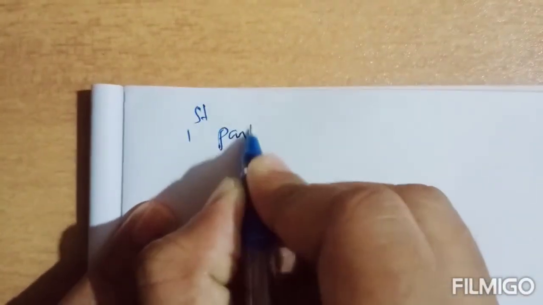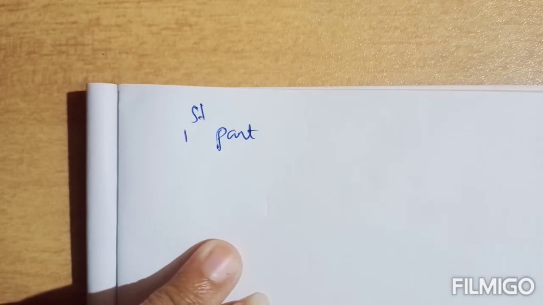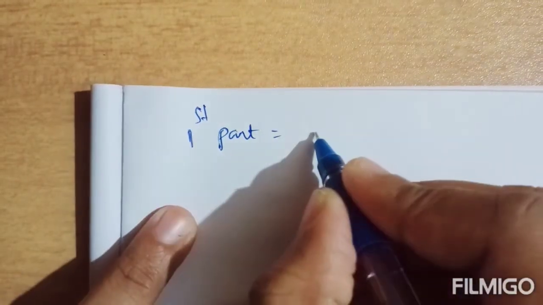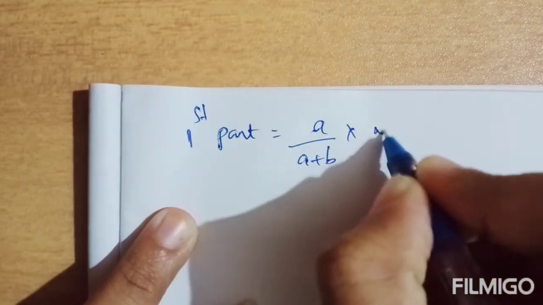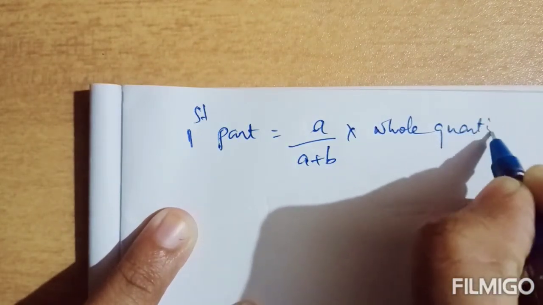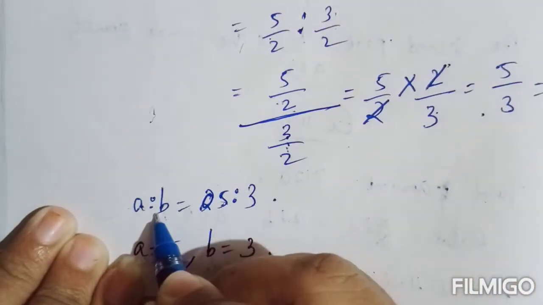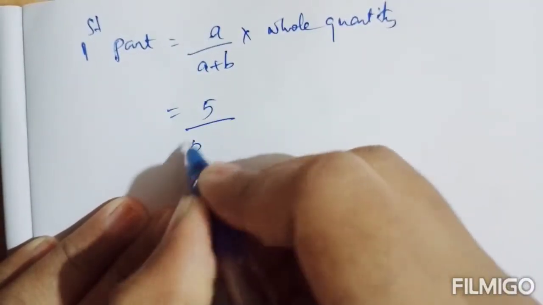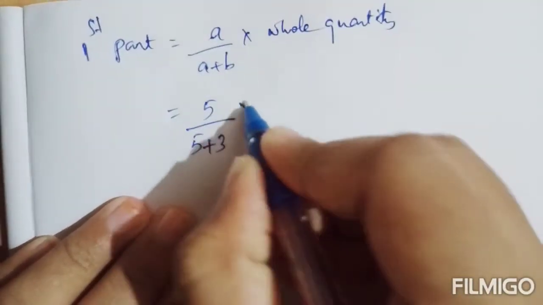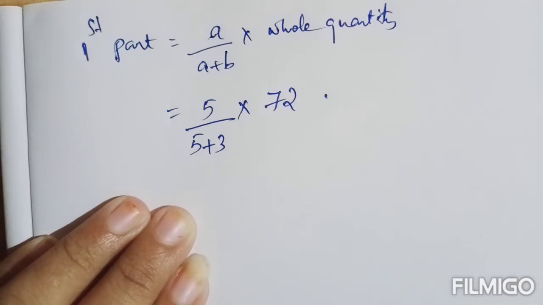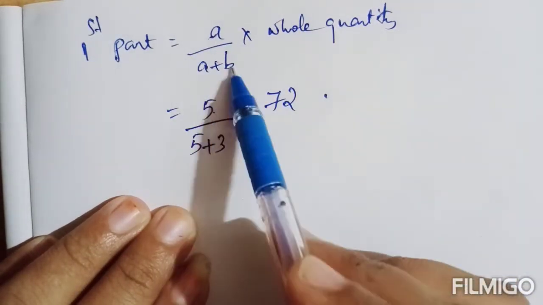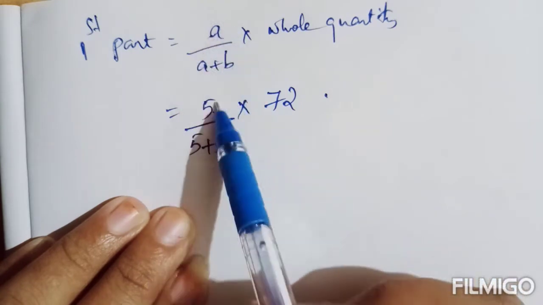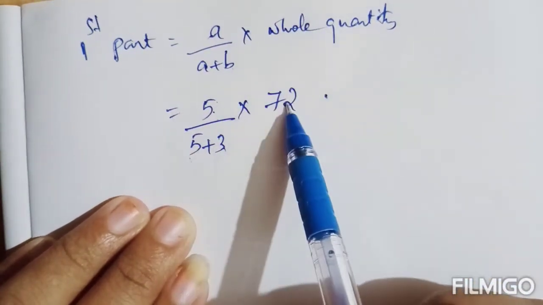So how can we find the first part? First part, on dividing 72 in the ratio 2 1 by 2 is to 1 1 by 2, you can find by the formula A by A plus B into whole quantity. Okay, so in place of A it is 5 and B it is 3. So A by A plus B, 5 by 5 plus 3 into whole quantity, which is 72. We can substitute that.